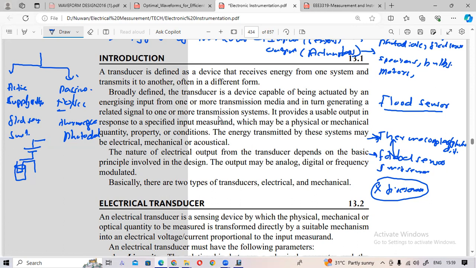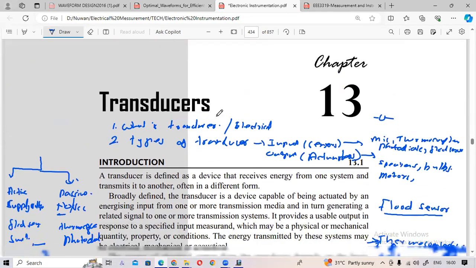And you know that a microphone is also an active sensor, because we have to give power to the microphone. We need to put a battery to work the microphone. So a microphone is an active device, active sensor. So there are two types of sensors, active and passive. So you can note this. What is a transducer, and types of transducers, sensors and actuators. Almost all the actuators are active.